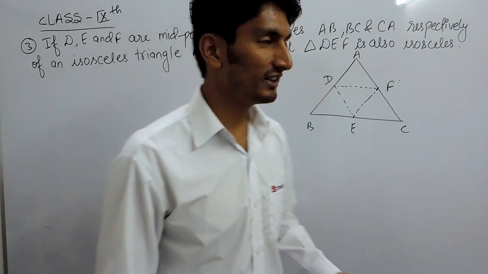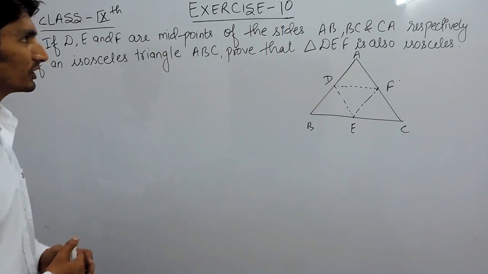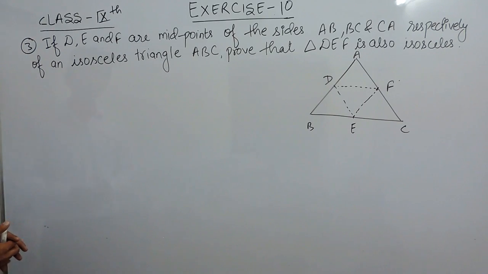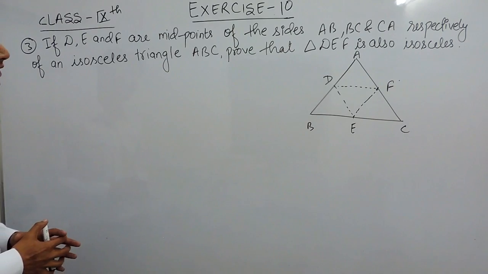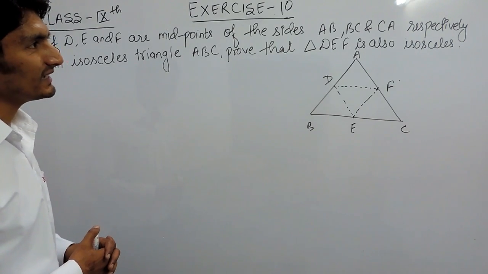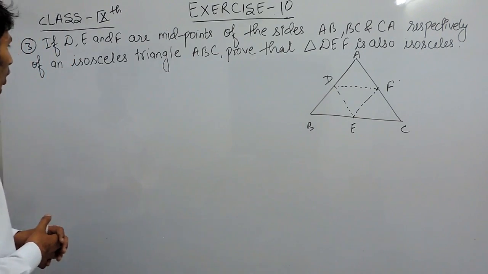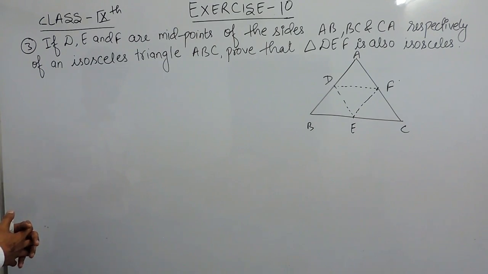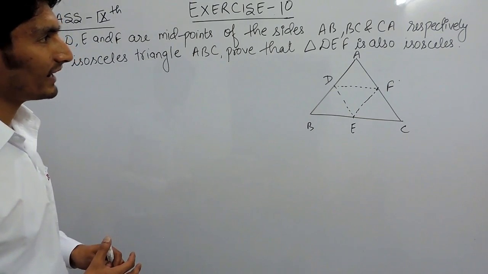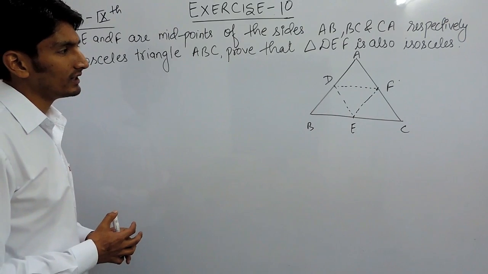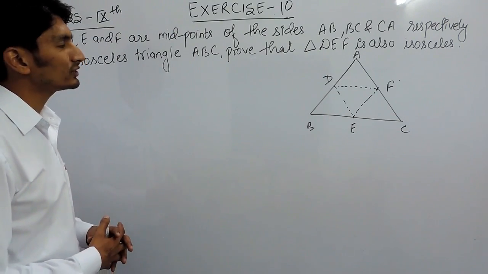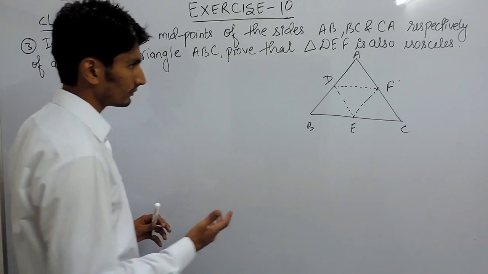Hello everyone, in this video we are going to solve question number 3, and in this it is given that D, E, F are the midpoints of the sides AB, BC and CA respectively of an isosceles triangle ABC, and you have to prove that triangle DEF is also an isosceles triangle.